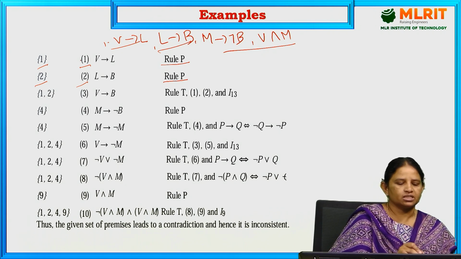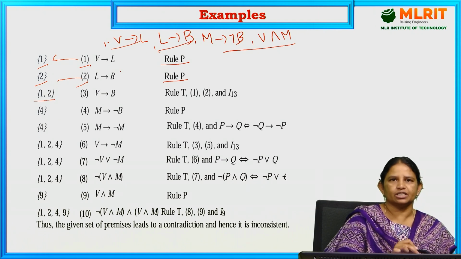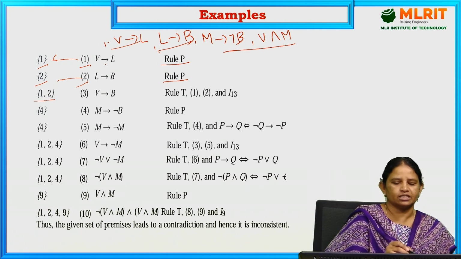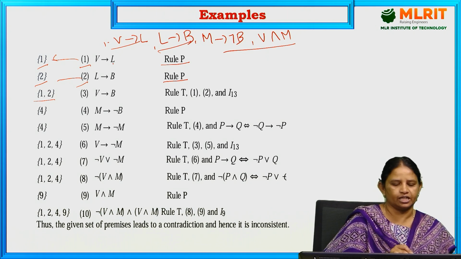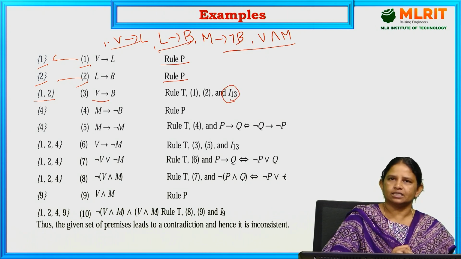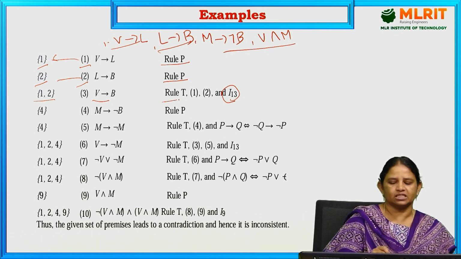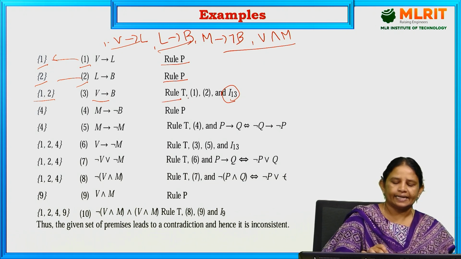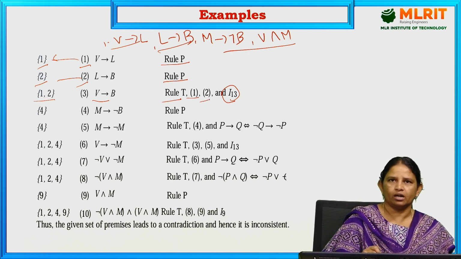Next, from steps number 1 and 2, V tends to L, L tends to B. What are we going to derive? The common proposition gets cancelled. V tends to B, according to the implication rule number 13. It is derived from steps number 1 and 2. We can call it rule T.